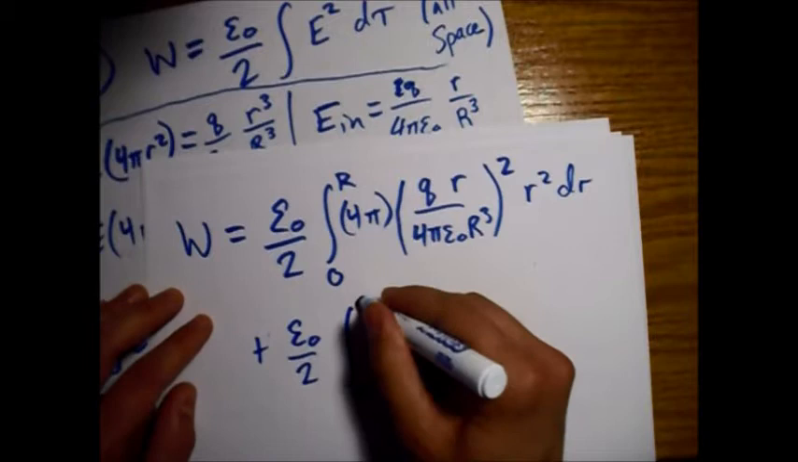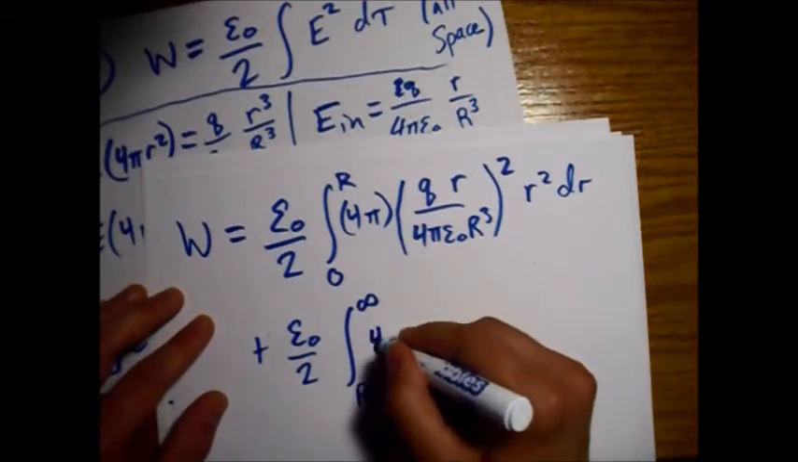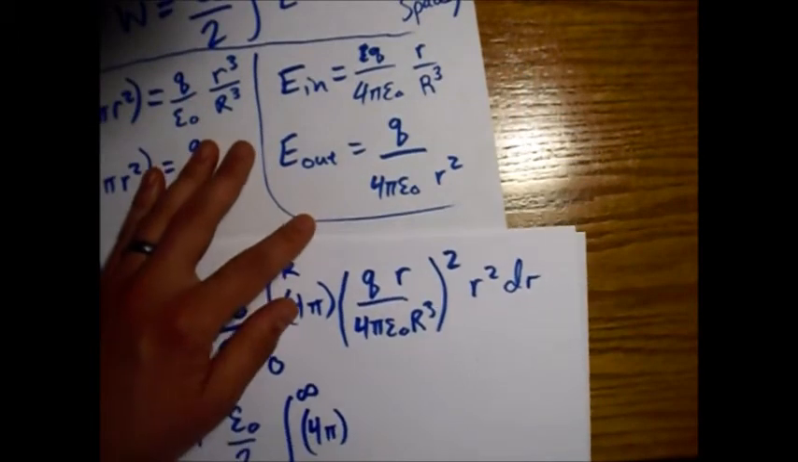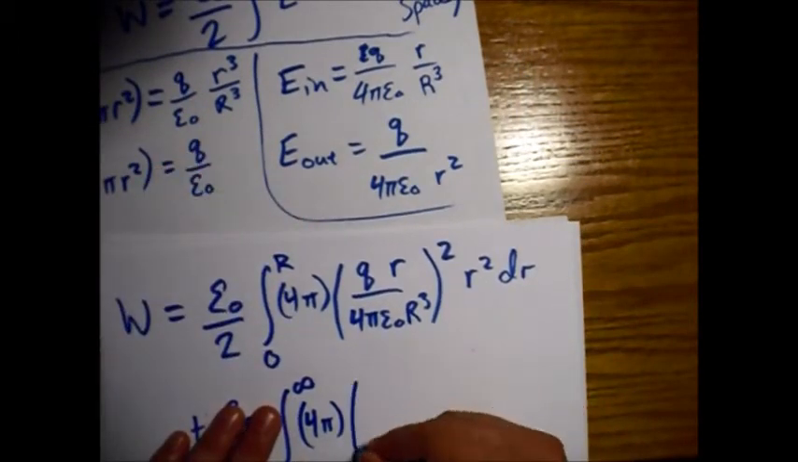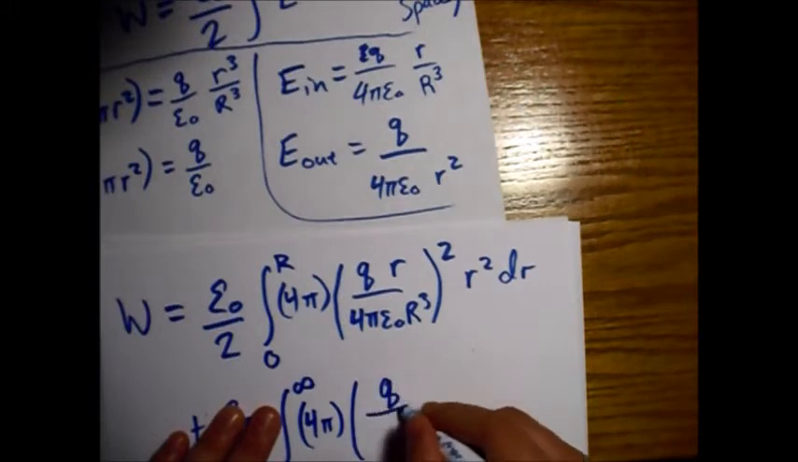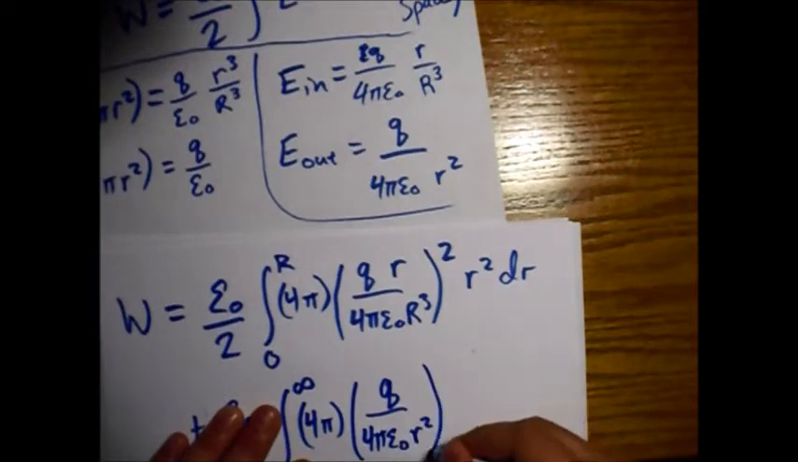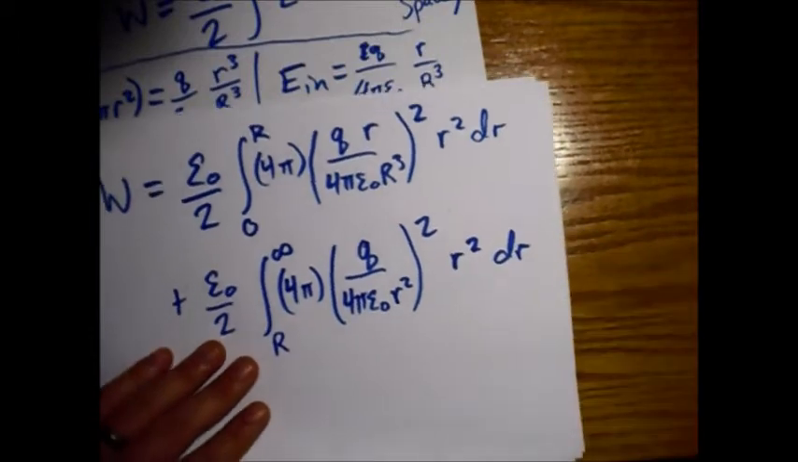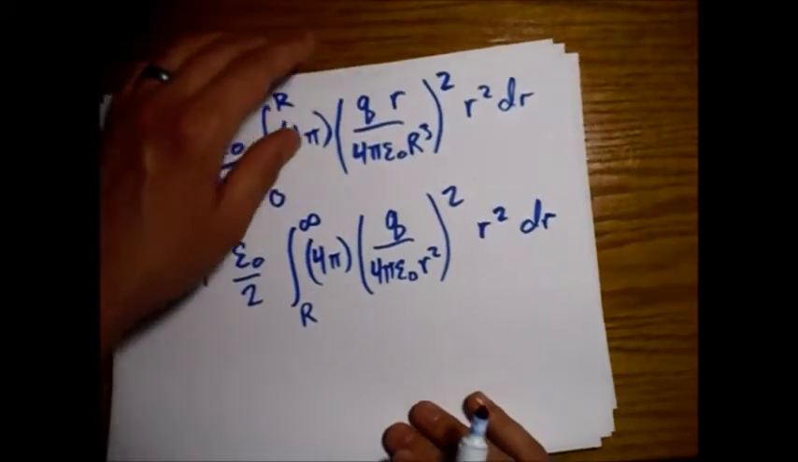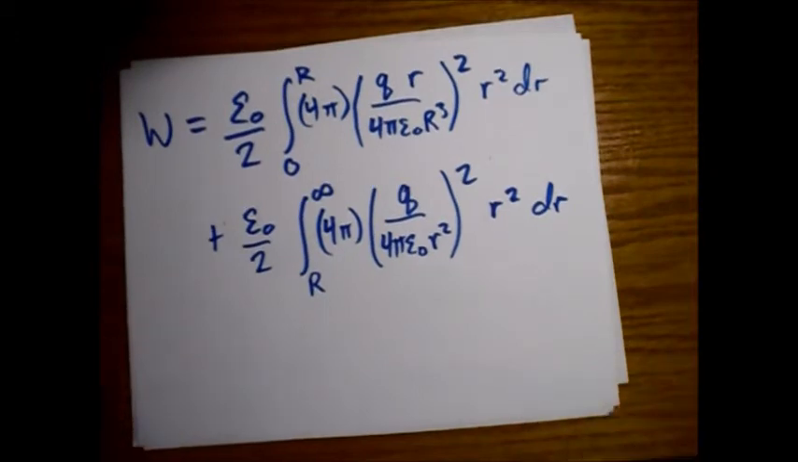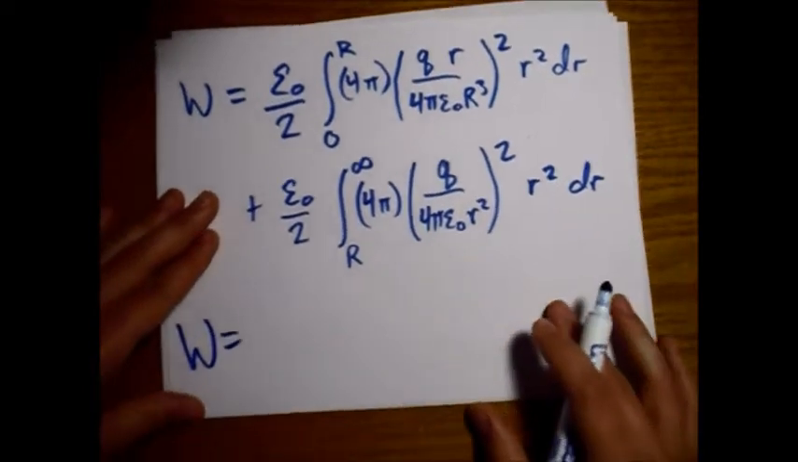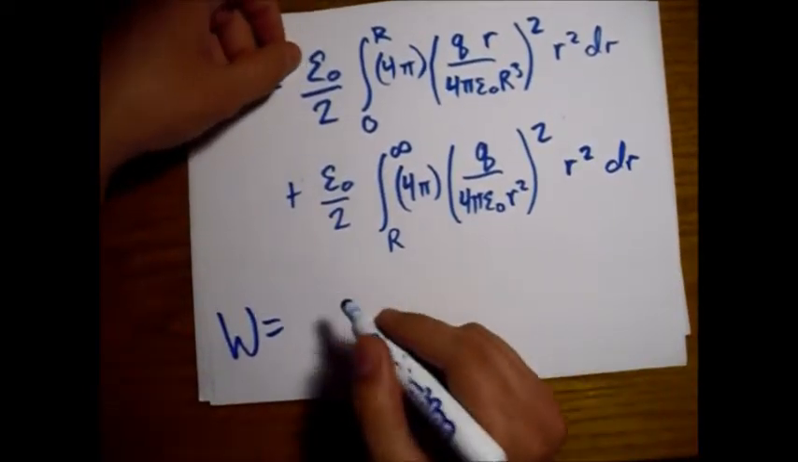All right, and now we're going to do the same integral, but for the outside, from r out to infinity. Again, the angular part just gives us 4 pi, and now we just need to use our other electric field for the outside. Q over 4 pi epsilon naught r squared, quantity squared, and now we'll have an r squared dr as well. All right, so here's our two integrals that we need to do. Let's see if we can bring constants out front, and so forth.